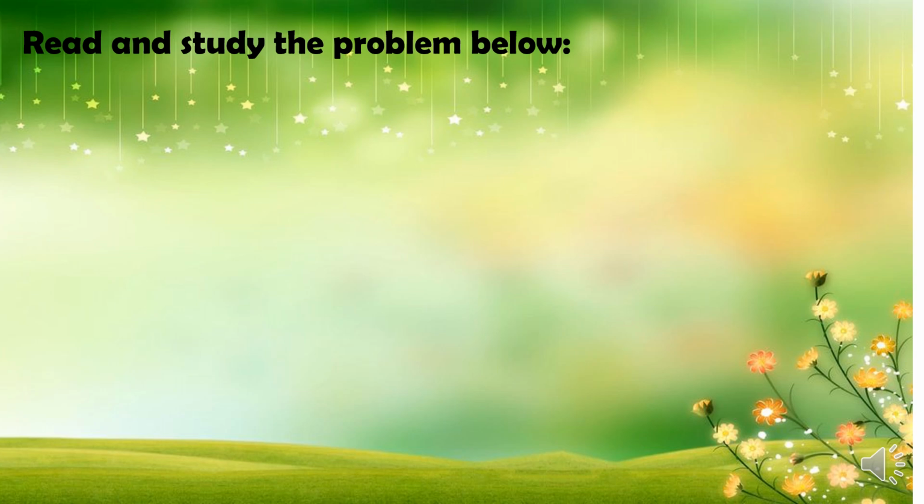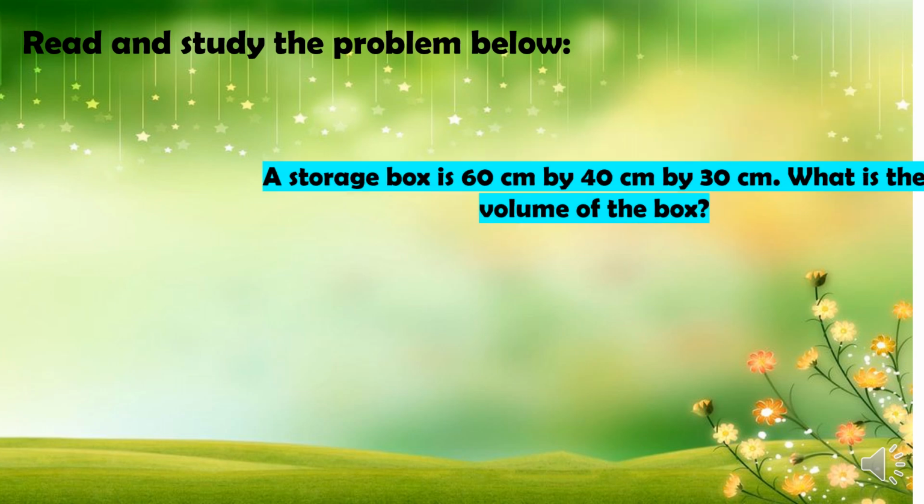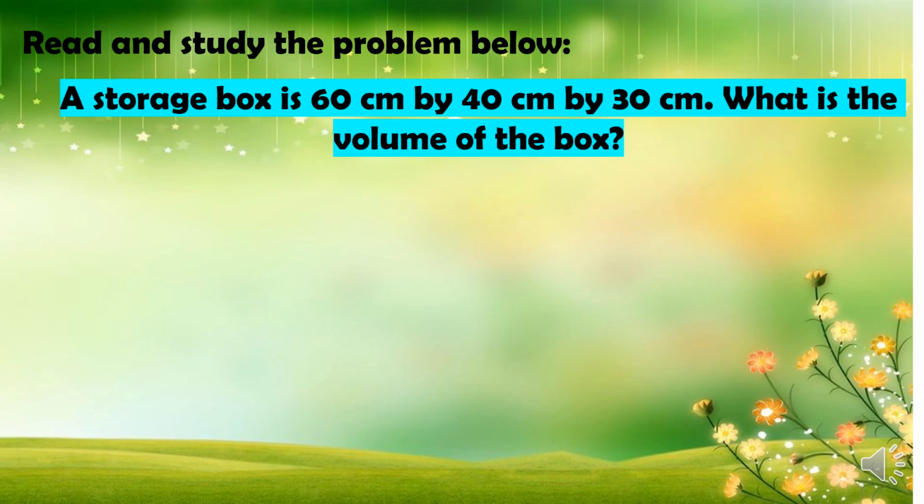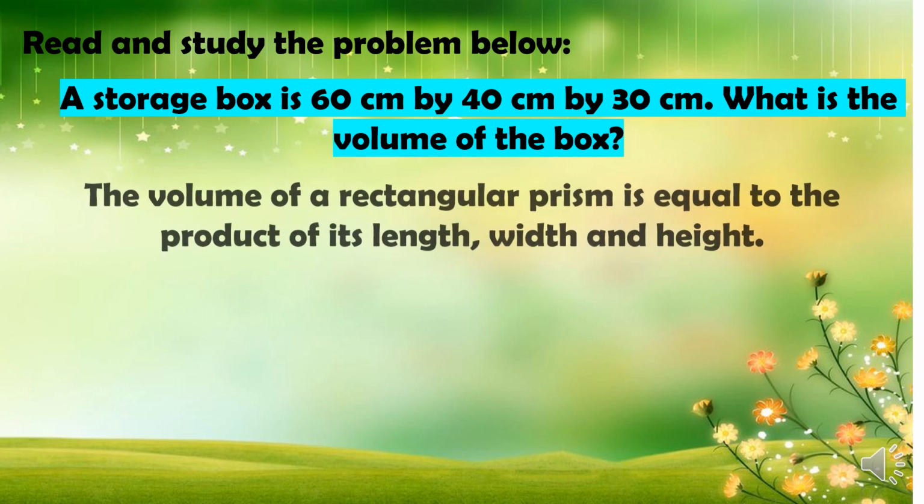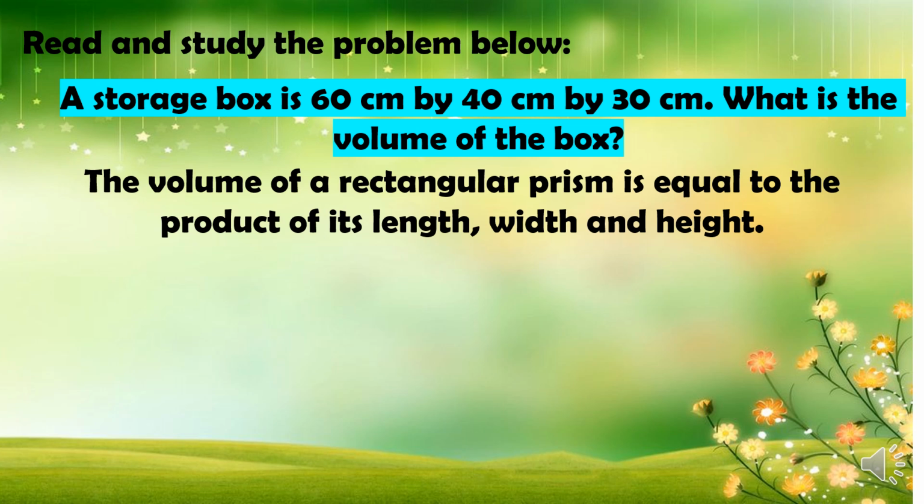Let us read and study the problem below. So we have a storage box that is 60 centimeters by 40 centimeters by 30 centimeters. So what is the volume of the box? And the volume of a rectangular prism is equal to the product of its length, width, and height. So we will be using the formula V equals length times width times height.